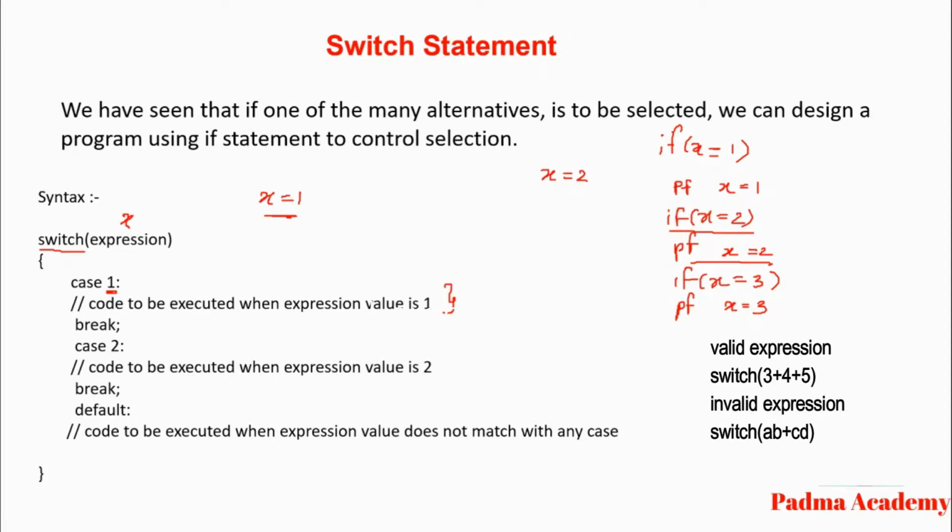Next we will check for x is equal to 2. Suppose that x is equal to 2, then what happens? It will execute case number 2, and it will not execute case number 1 and the default case, and it will execute the code for when the expression value is 2. Then what if the value of x is 3 or, say, 4? Then it will compare: case 1 does not match, case 2 does not match, case 3, there is no case 3, so it will execute the default case. The default case holds the code to be executed when the expression value does not match any case value. So this is the switch statement syntax.